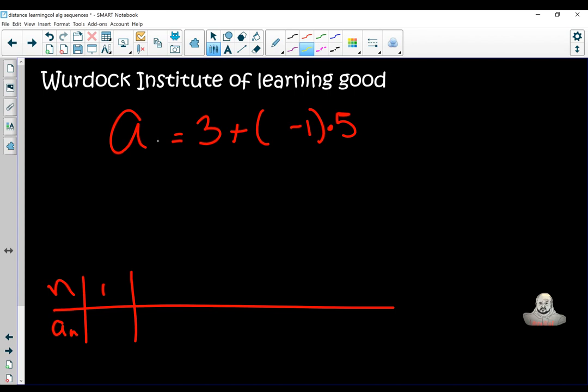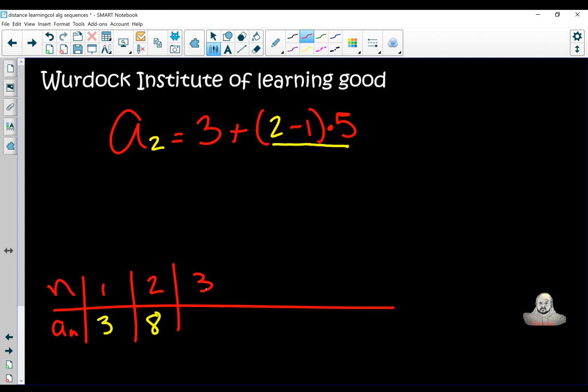So again, when I place a 1 in here, the first thing that happens in this expression is that 1 minus 1 is 0. 0 times 5 is 0. 3 plus 0 is 3. That's the first thing you get. When we place a 2 in there, to calculate the second value, again, we could just kind of race through this. 2 minus 1 is 1. 1 times 5 is 5. 5 plus 3 is 8.